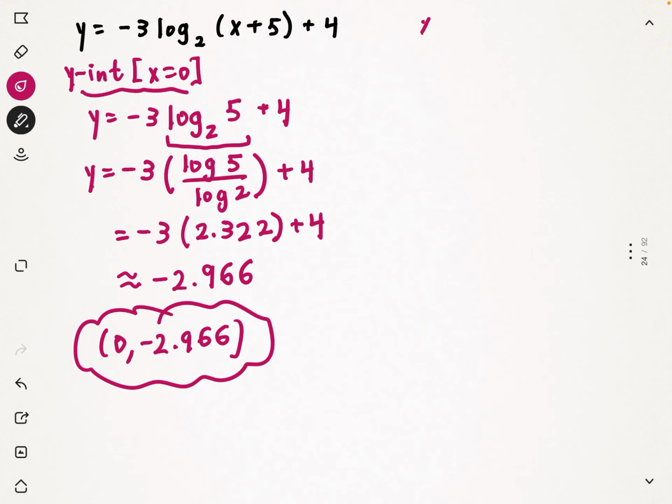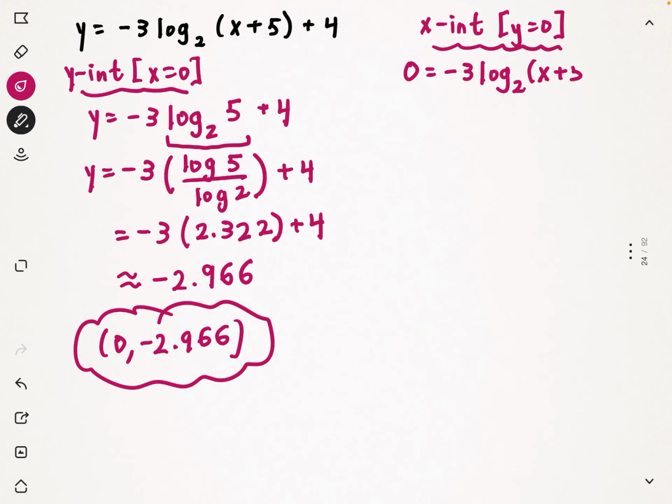And next up, let's do the x-intercept. Like I said, this one is going to be a little bit different. It's not going to be an integer number. So let's take a look at plugging in 0 for y. And when we do this, you're going to wind up with this equation right here, and you have to solve for x.